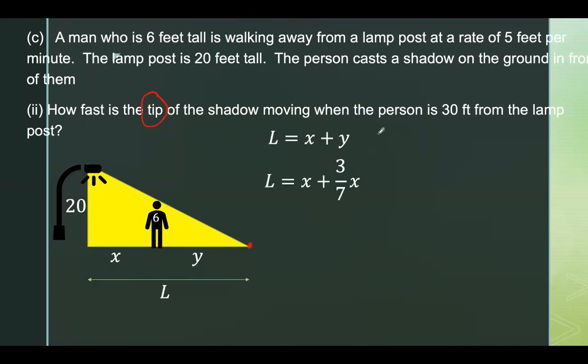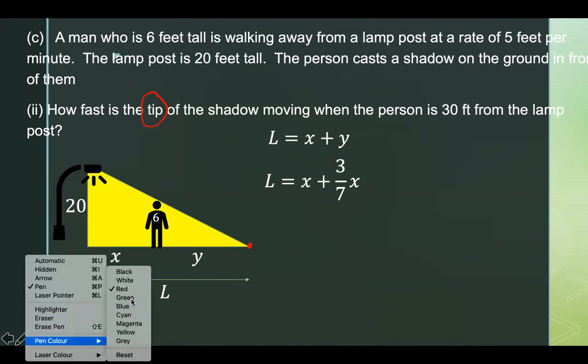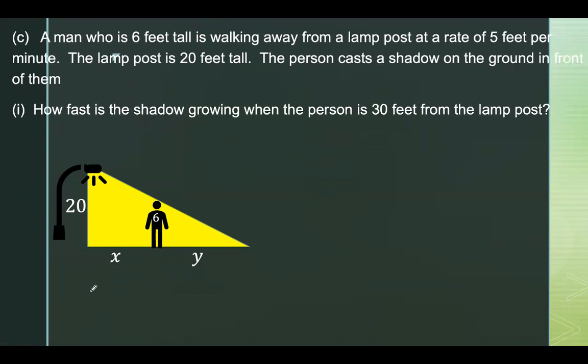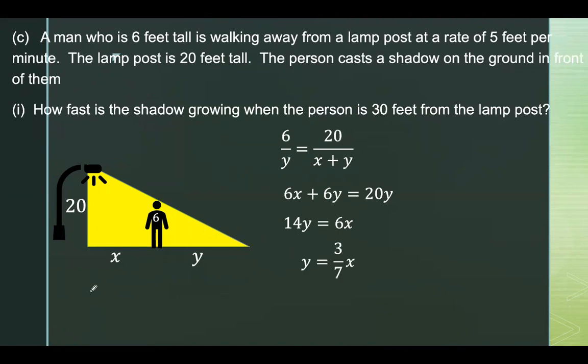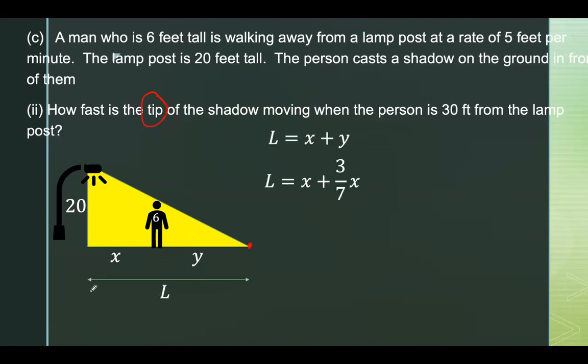Therefore L equals x plus 3 over 7 x. How to get y here? Do you remember? From this one, y is 3 over 7 x. So the tip is L equals x plus y, so L equals x plus 3 over 7 x. Okay, so L equals 10 over 7 x.